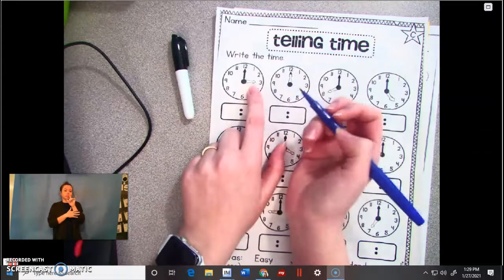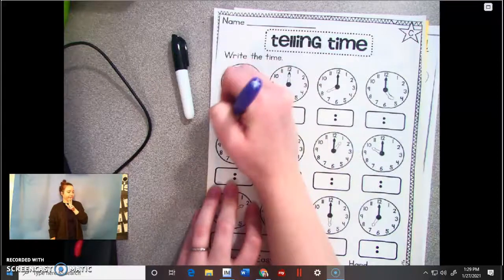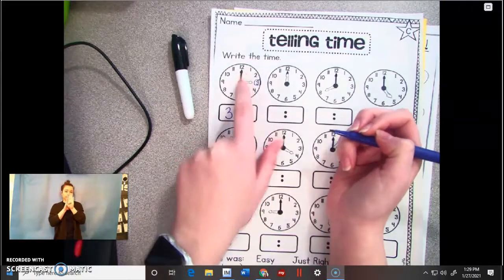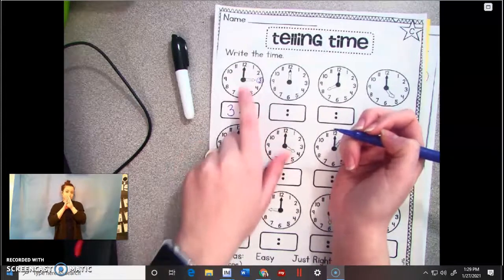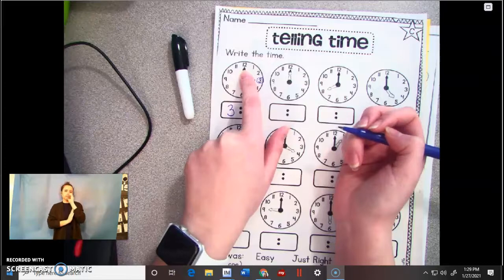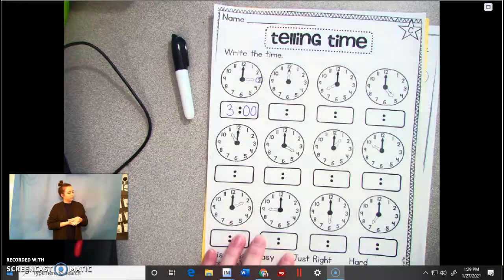So where is my hand pointing? To the 3. So it is 3. And my minutes are pointing to the 12. The long hand tells the minutes. When it's pointing to the 12, I know that it starts over and it's 0 or o'clock. So I'm going to say 3 o'clock.